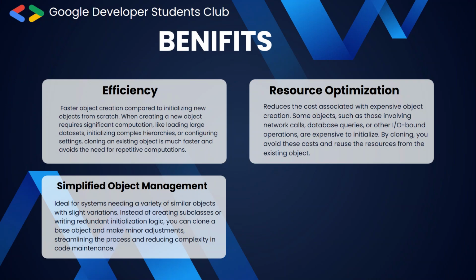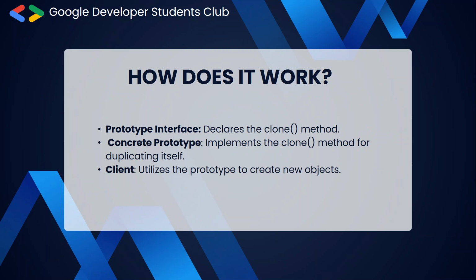Finally, there are a lot of benefits to cloning objects from existing ones: improving time efficiency, optimizing space, and simplifying the management of objects in the OOP of your code. So how does it work?